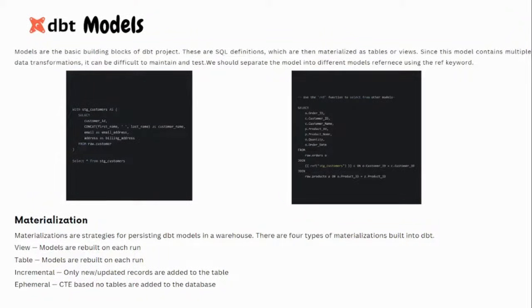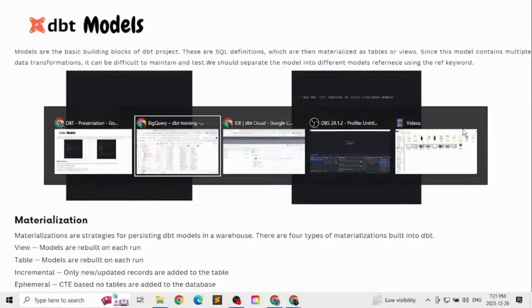For example, one model may have all the transformations of customer, and there could be another model which contains all the transformations related to product or sales. In those situations, it's very hard to do everything within one model. That's why ideally we should separate our models into different models and reference them using ref. This is the keyword you see here, ref. Let's look at an example for that too.